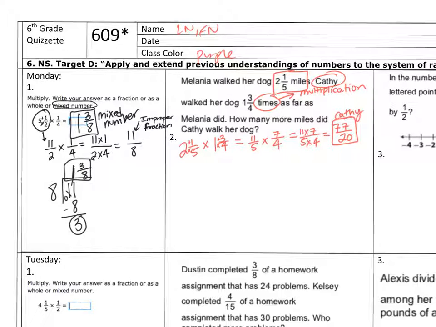Now let's read the second part. How many more miles did Kathy walk her dog? So how many more miles did Kathy walk her dog in comparison to Melania? So I'm going to write it in a different color because this is the second part of this question. Melania walked her dog 2 1/5 miles. And then we know that Kathy walked her dog 77 over 20. So we have an improper fraction as our second fraction. So why don't we make the first mixed number into an improper fraction?